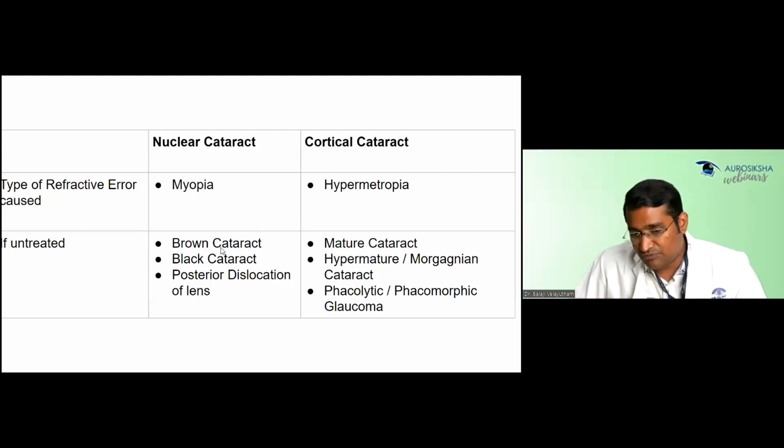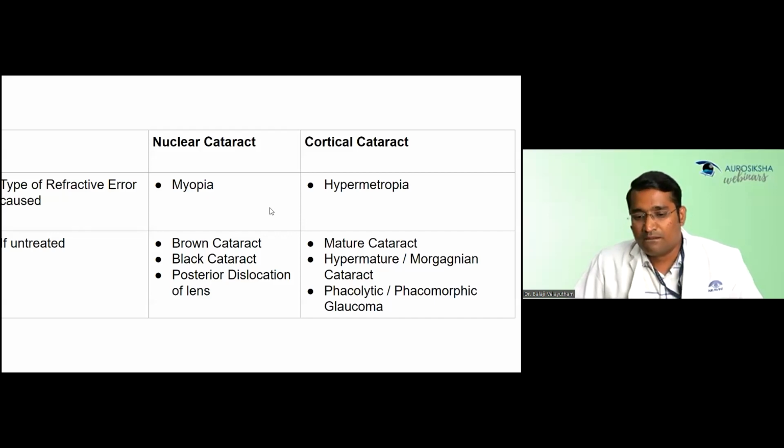But the time it takes for the entire process to happen, the progression from nuclear sclerosis 1, 2, 3, 4, brown, black, and posterior dislocation is pretty long when compared to the progression of cortical cataract to mature, hypermature, phacolytic or phacomorphic glaucoma.